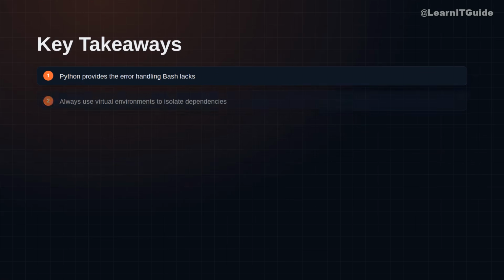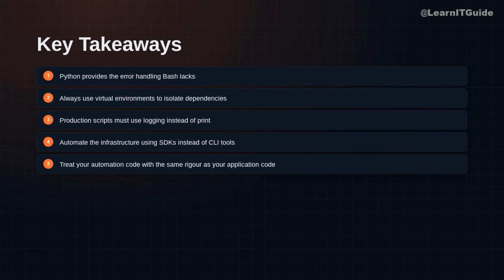To recap, Python provides the error handling your infrastructure deserves. Always isolate dependencies with virtual environments. Professional scripts need logging. Use SDKs for a more stable interface than CLI parsing. And most importantly, treat your automation like real software.